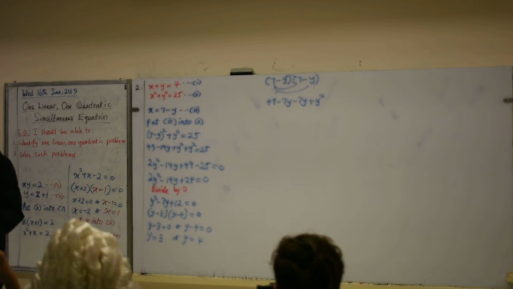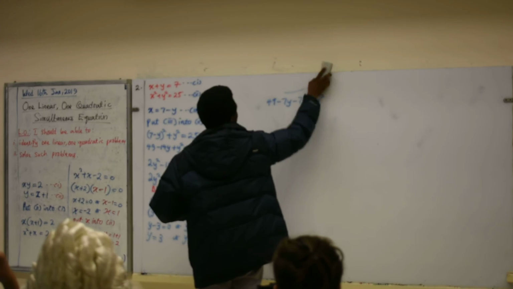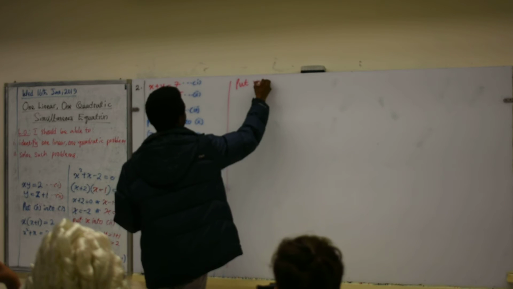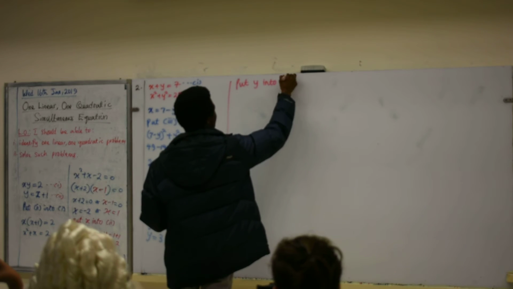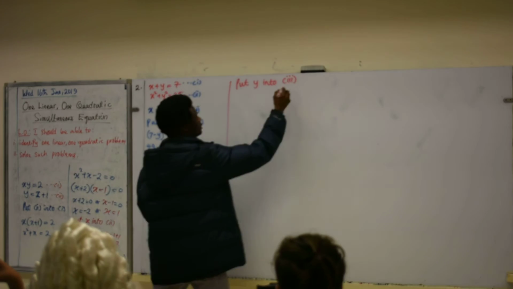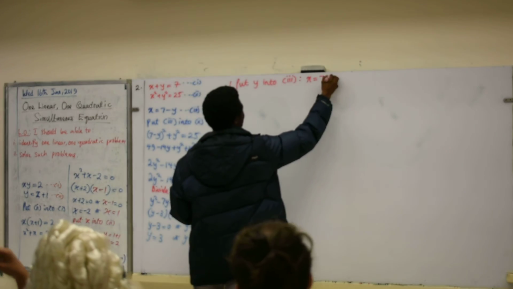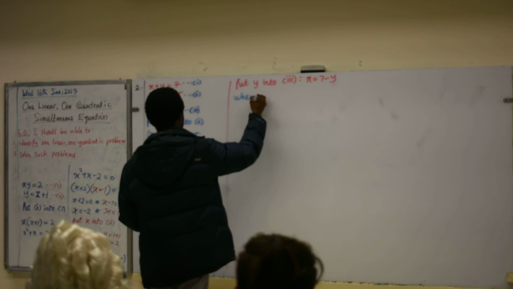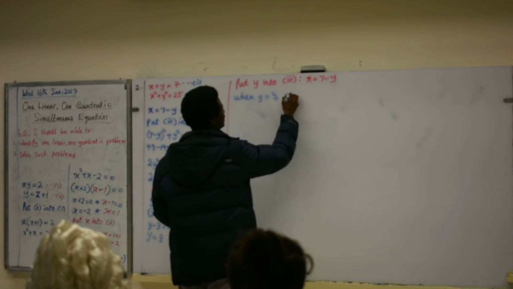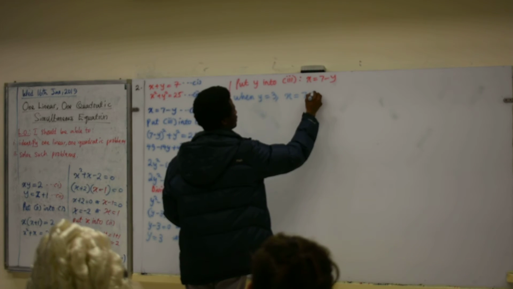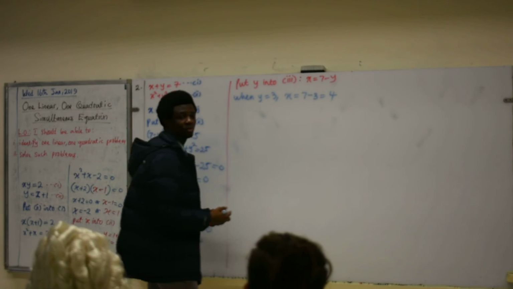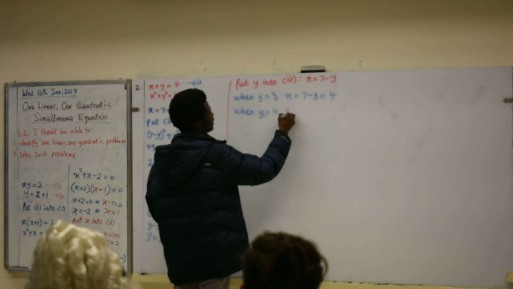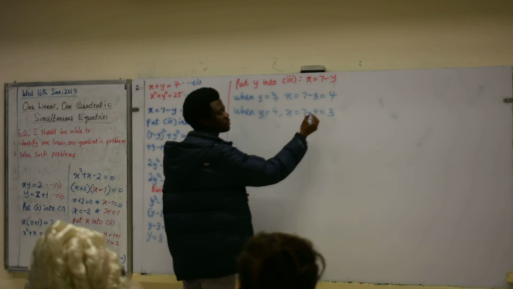Is this the end of the problem? No. We need to get x. So we put y into the third equation. What is our third equation? The third equation looks like this: x equals 7 minus y. When y is equal to 3, x will be 7 minus 3, which is 4. Then when y is equal to 4, x is 7 minus 4, which is 3.